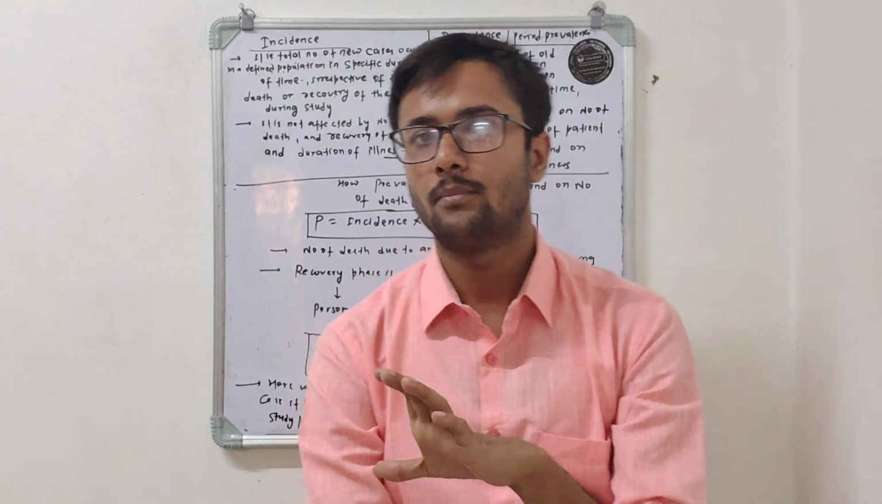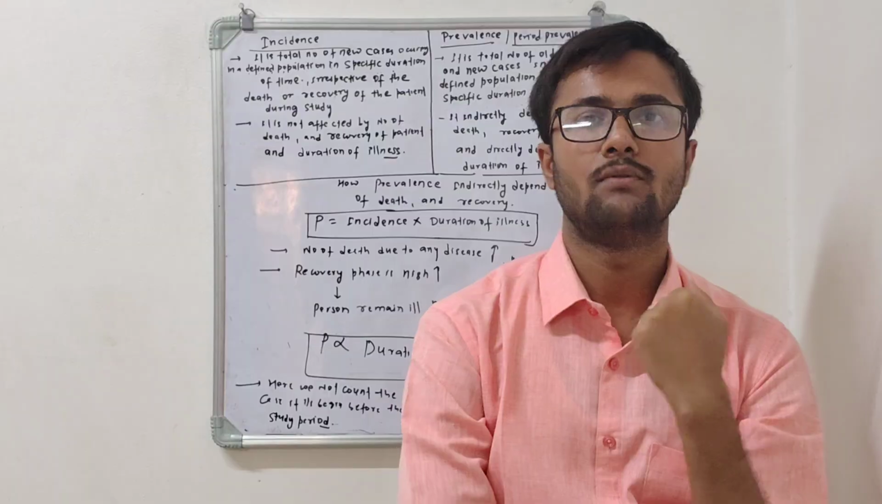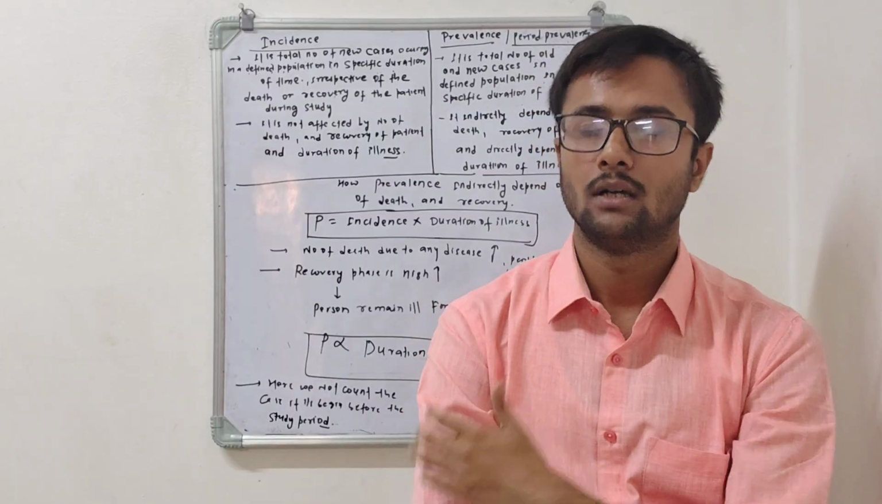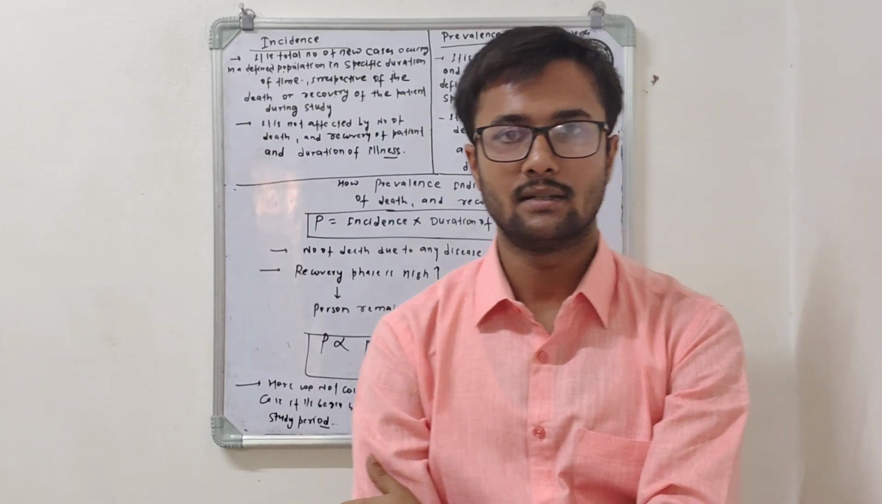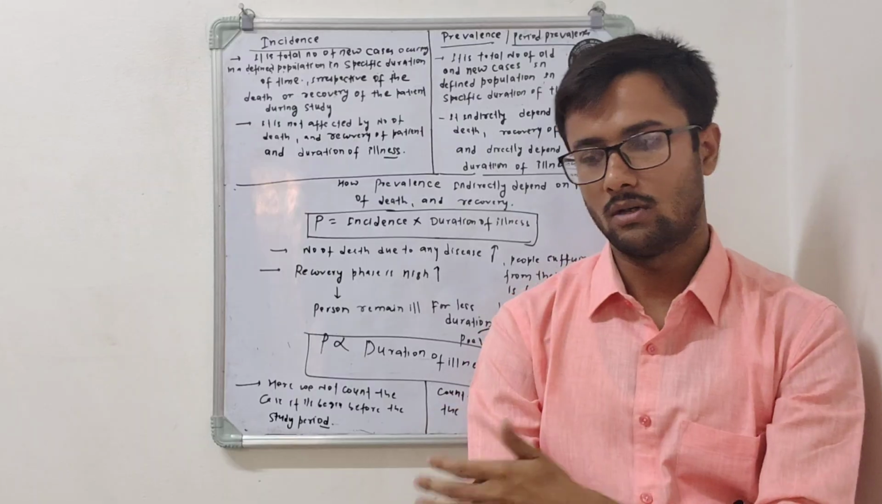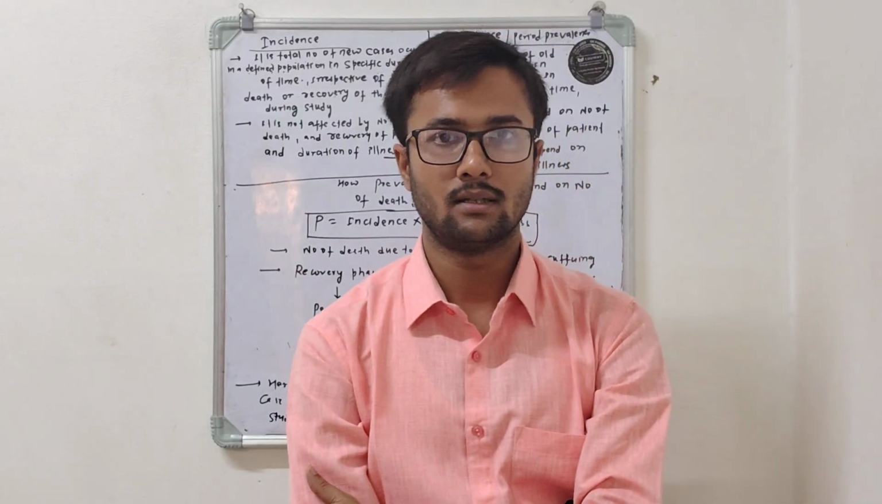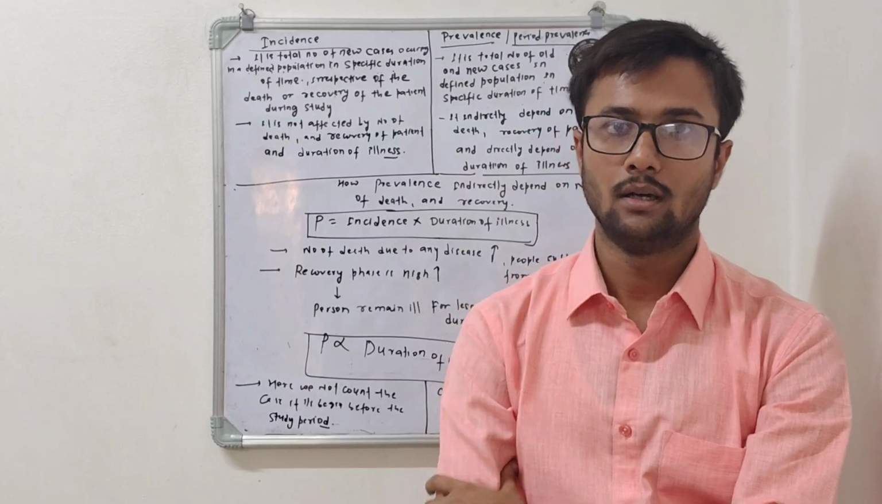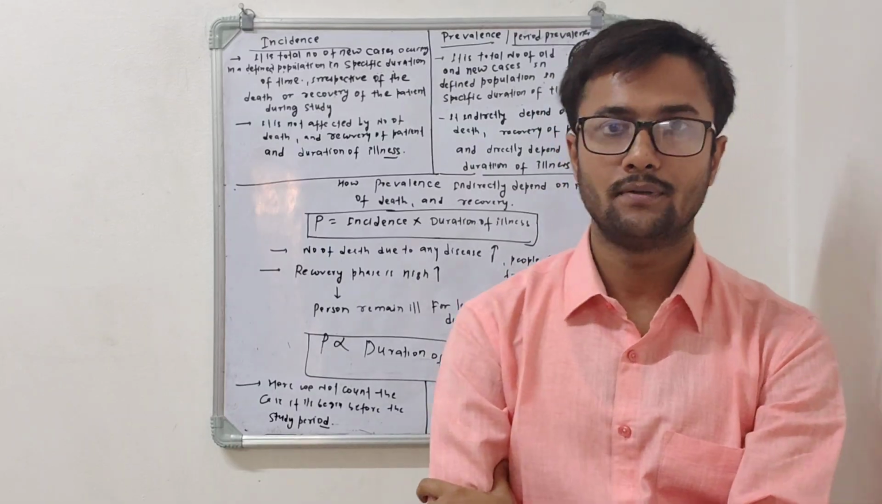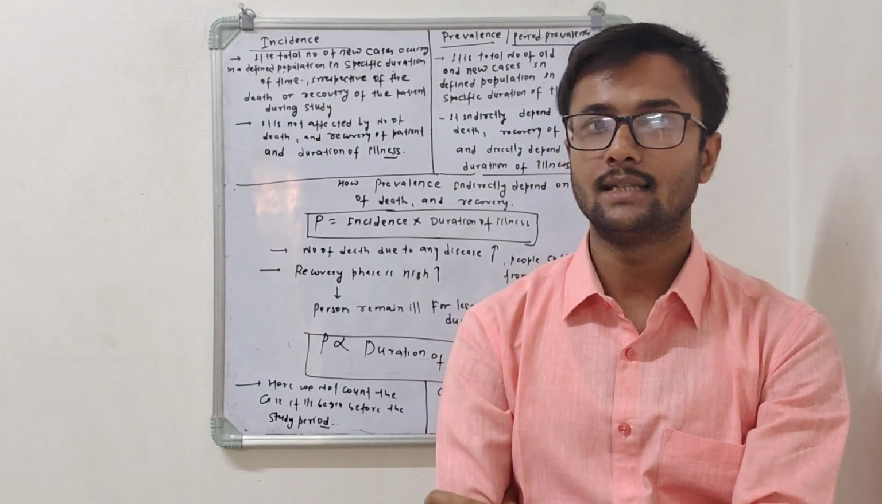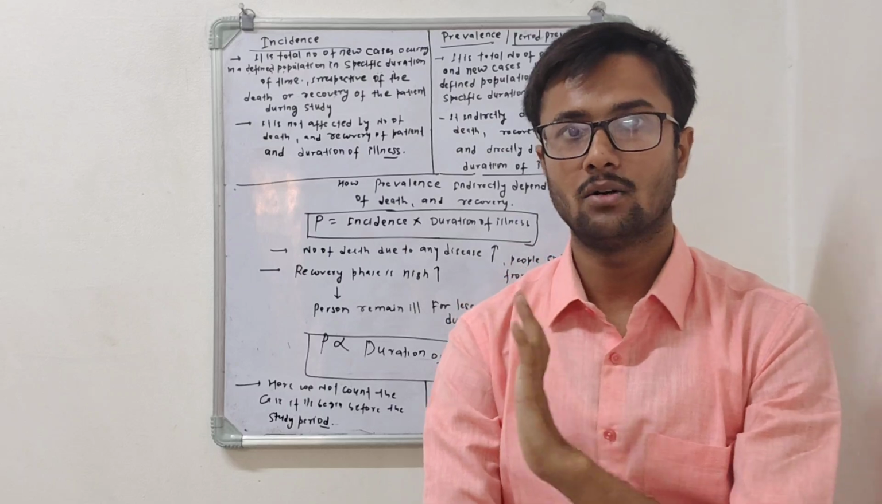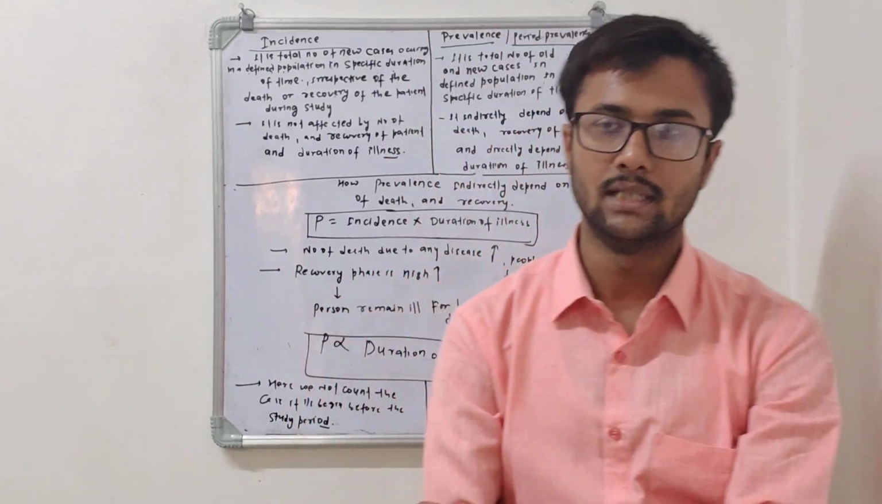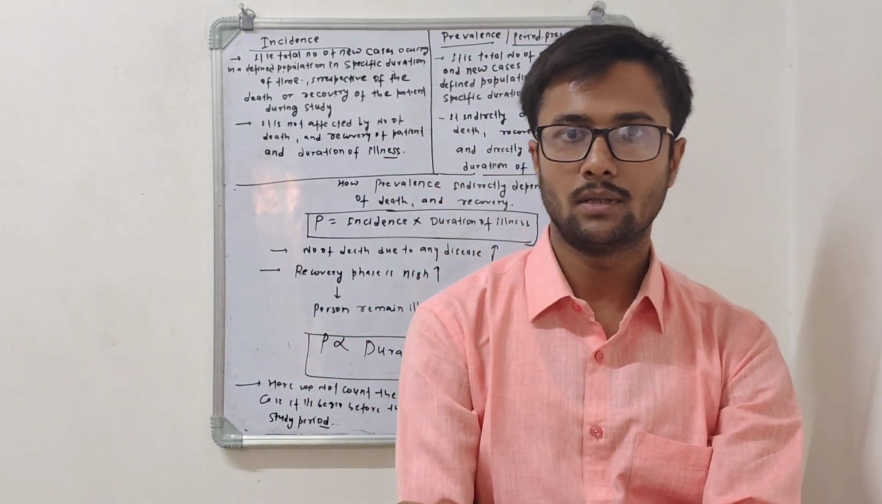So these all three parameters, I mean the duration of the illness, if a patient recovers during the study, or the death of a patient occurs, these things do not affect the incidence. While in the case of prevalence, these all three things directly or indirectly affect the prevalence. So what is the definition of prevalence?